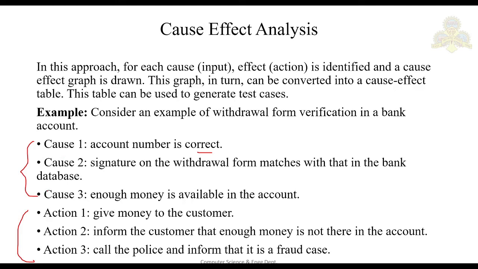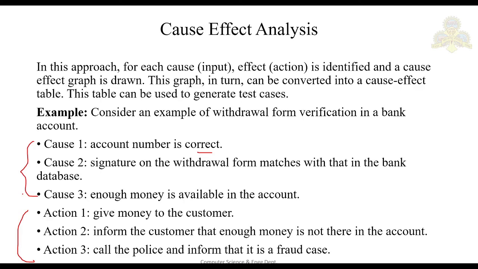I'll give you one more example. Suppose you have one more test case like incorrect account number, the signature also does not match, and there is not enough money in the bank account. Then what will you do, right? Whenever the account number is wrong, how can you match the signature with the database? Then how can you check whether there is enough money in the account or not? So this test case is a little difficult to handle, correct? Whenever you have this type of test case, you have to search for extra information.